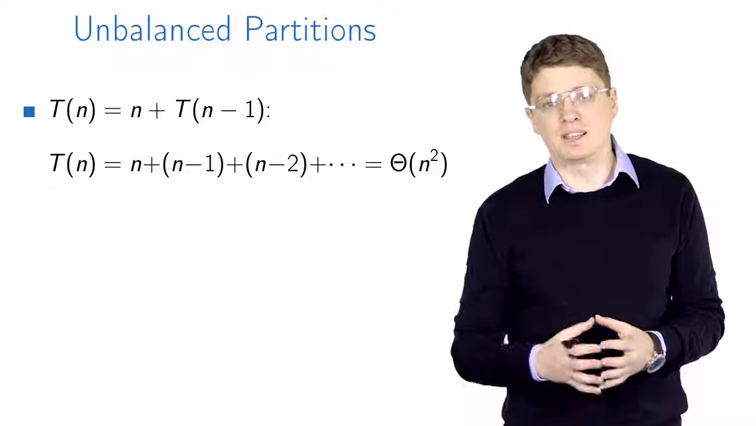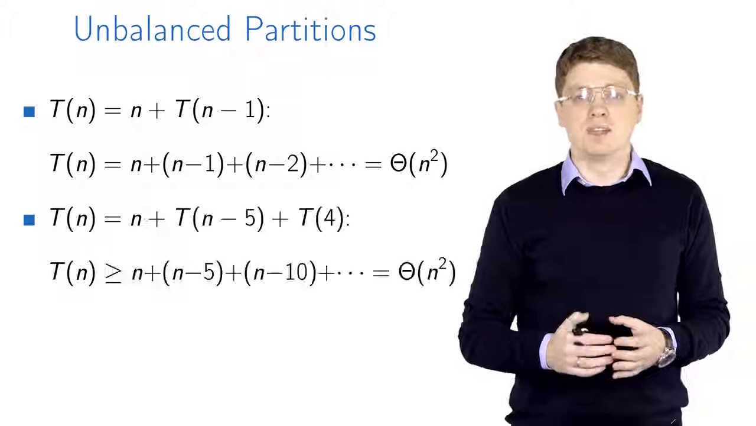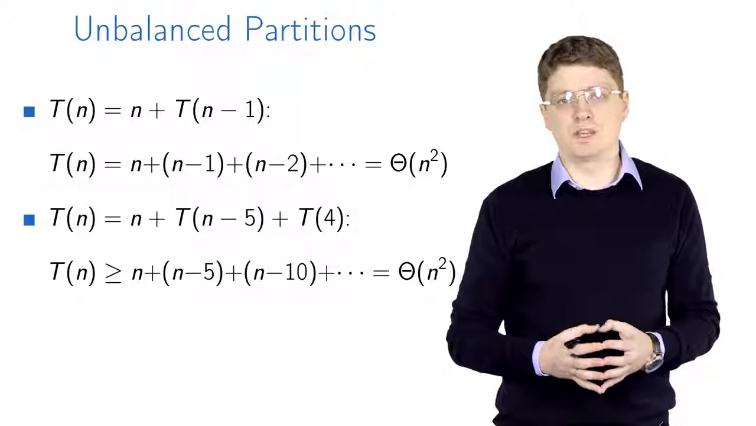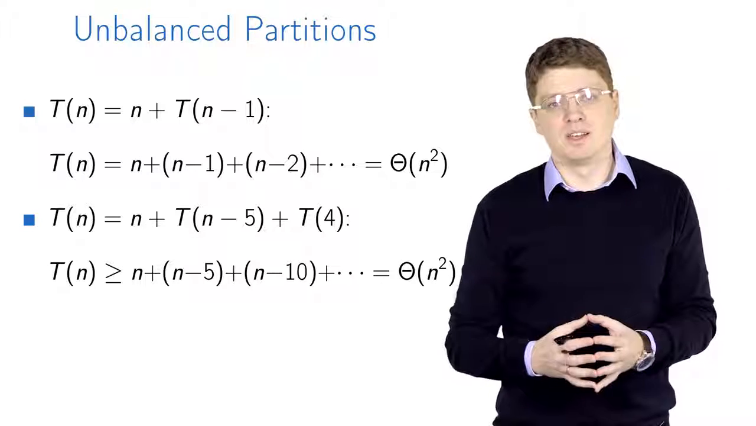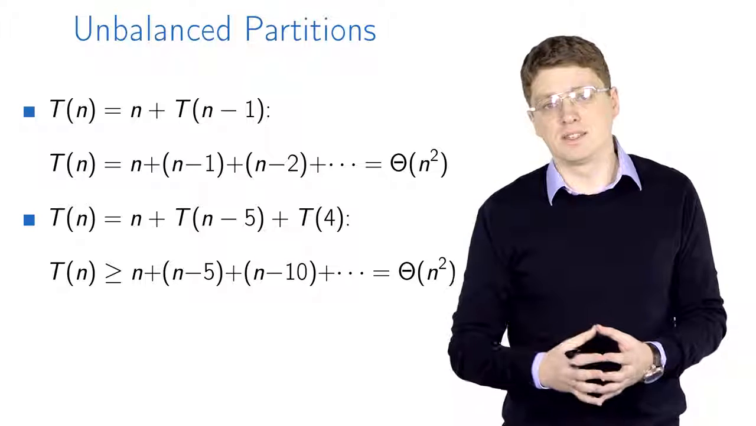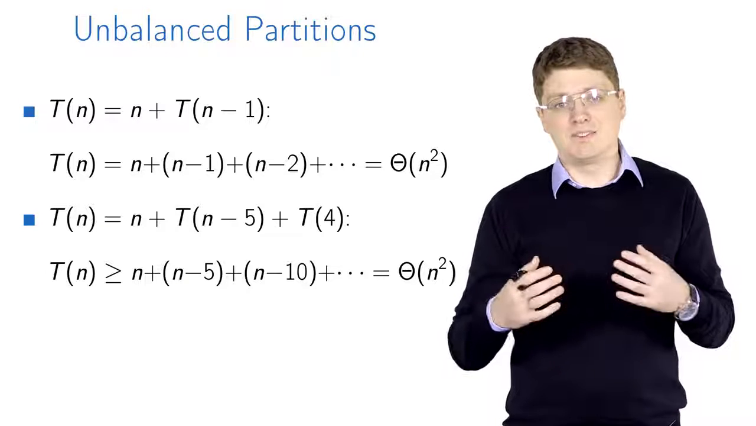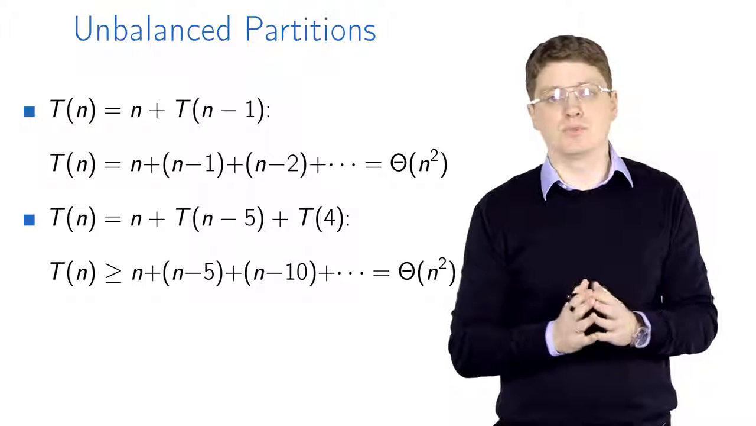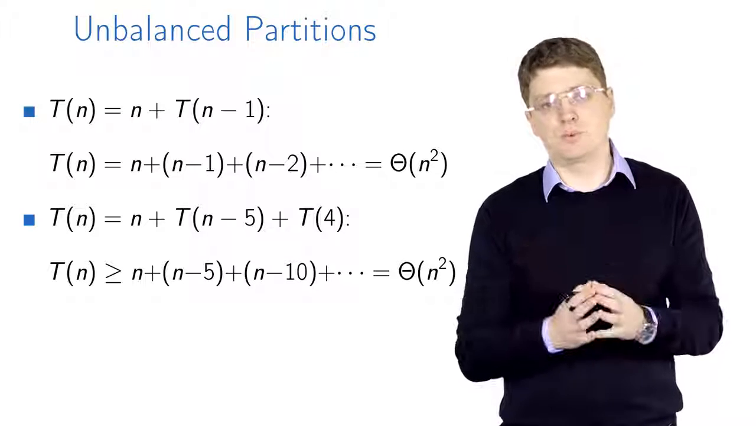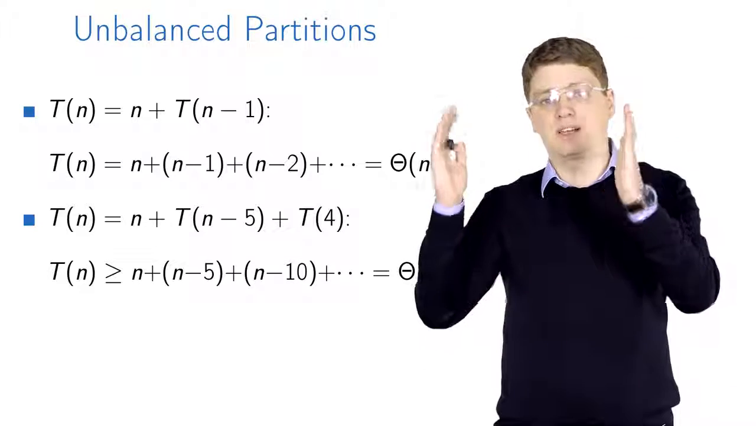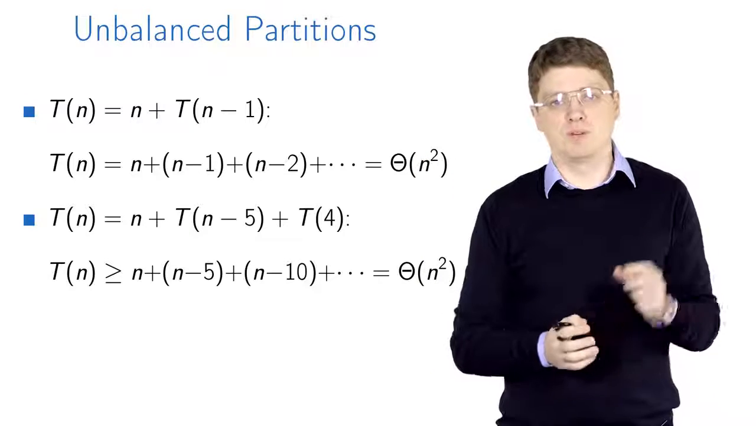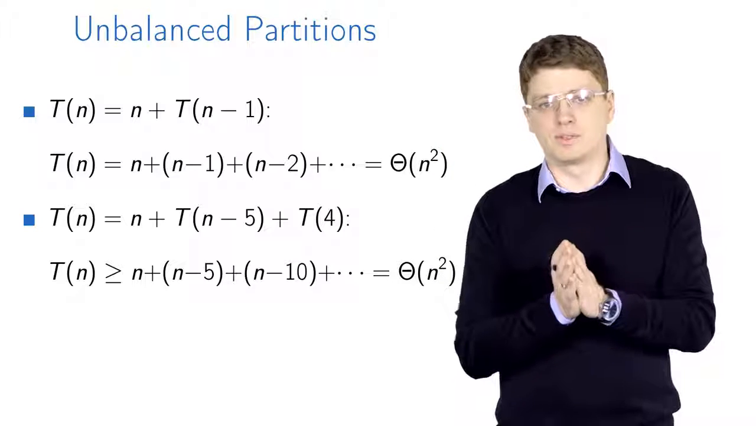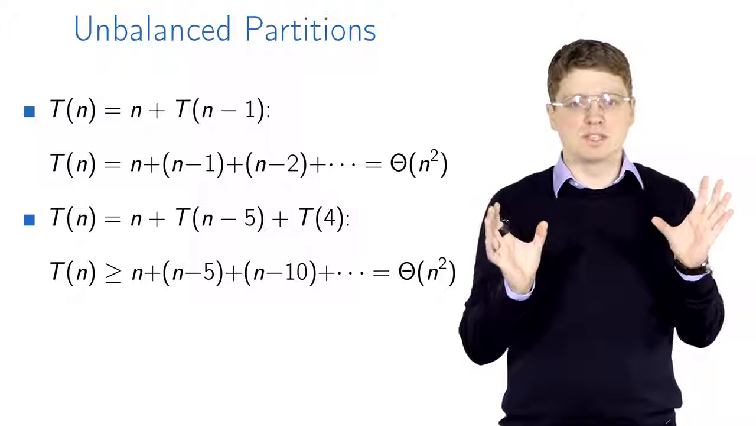Now let's consider a slightly different case. Assume that somehow we always partition into two parts such that one of them has size, for example, n minus 5, and the other one has the size 4. Well, I claim that even in this case, first of all, note that both these cases correspond to very unbalanced partitions. In the first case, we have two parts, one of size 0 and one of size n minus 1. In the second case, we have two parts, one of size 4 and one of size n minus 5. So the sizes of parts are very unbalanced.